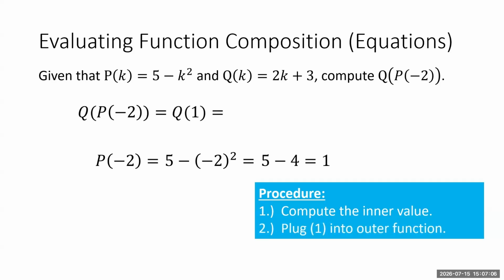Thus, we have 5 minus 4, which is 1. Second step of our procedure. Plug the result from 1 into the outer function. Now we are finding what q of 1 is. So everywhere we see a k in the function q of k, we place 1 in its stead. So we have 2 times 1 plus 3, which is 5. Thus, q of p of -2 is equal to 5.